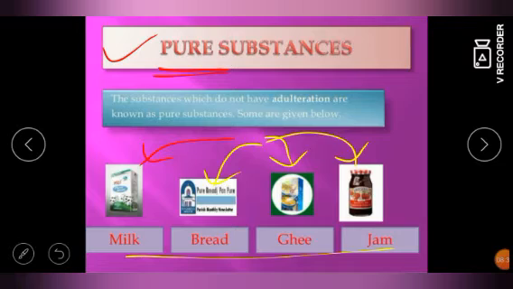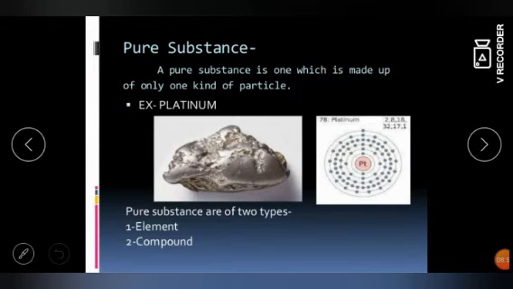Okay, so here I want to ask one question from you. Today's homework is that you will write 10 more examples of pure substances that are present in your kitchen or around you. A pure substance is the one which is made of only one kind of particles. For example, platinum is made up of platinum only. It is the purest element, and pure substances are of two types, elements and compounds.